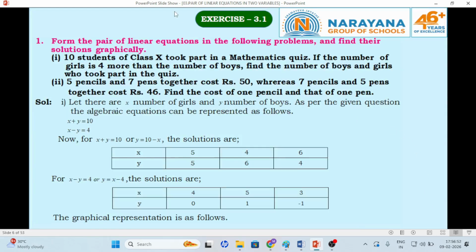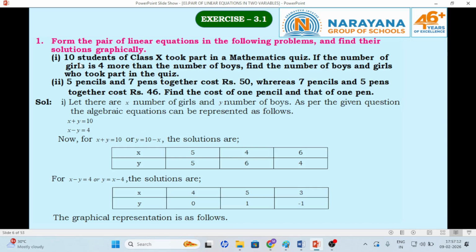If you see the example, exercise 3.1 of the third chapter, it is an 8-mark question, children. 10 students of class 10th took part in a mathematics quiz. If the number of girls is 4 more than the number of boys, find the number of boys and girls who took part in the quiz.